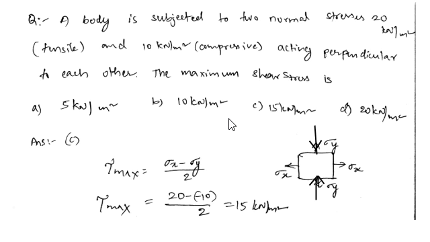So the maximum shear stress is given by the formula (sigma x minus sigma y) by 2. Sigma x is 20 and minus sigma y is minus 10. Why? Because it is a compressive stress, so minus 10. So it is 30 by 2, which is 15 kilonewton per meter square. So option C is the right option for this question.